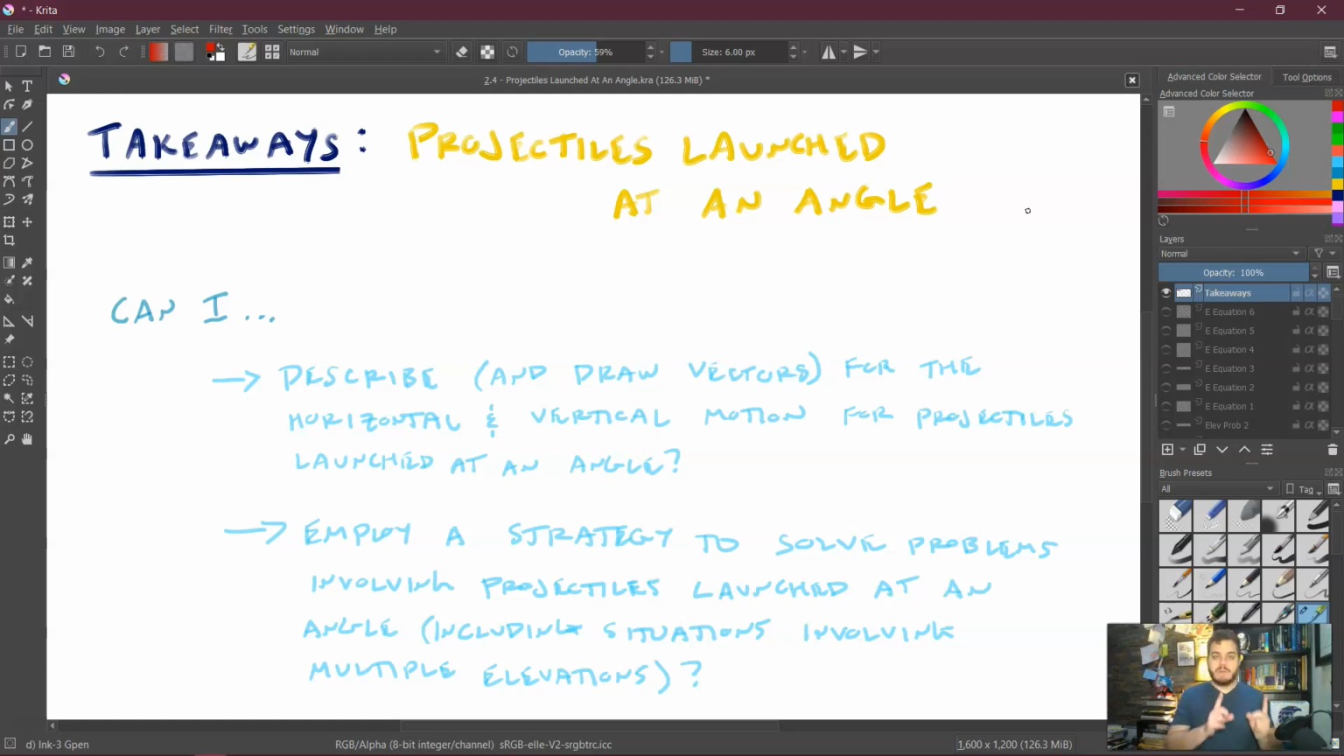But in the horizontal dimension, it is always constant. And in the vertical dimension, it's going to be big, get smaller, go to 0 at the top, and then get bigger as it goes down. And acceleration is constantly 10 meters per second squared down.